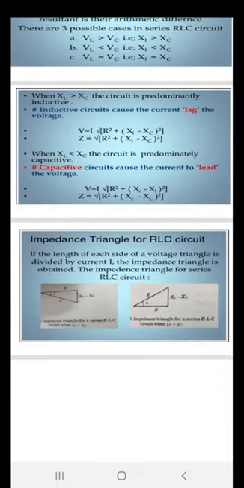Impedance triangle for the RLC circuit: if the length of each side of the voltage triangle is divided by current I, the impedance triangle is obtained, which is the impedance triangle for the series RLC circuit.